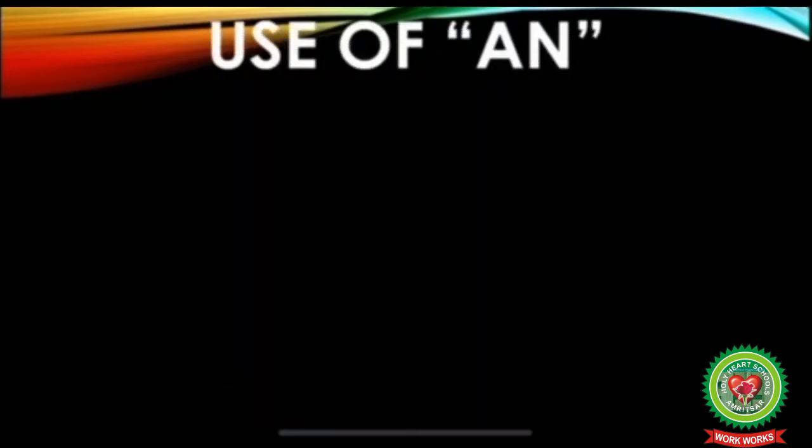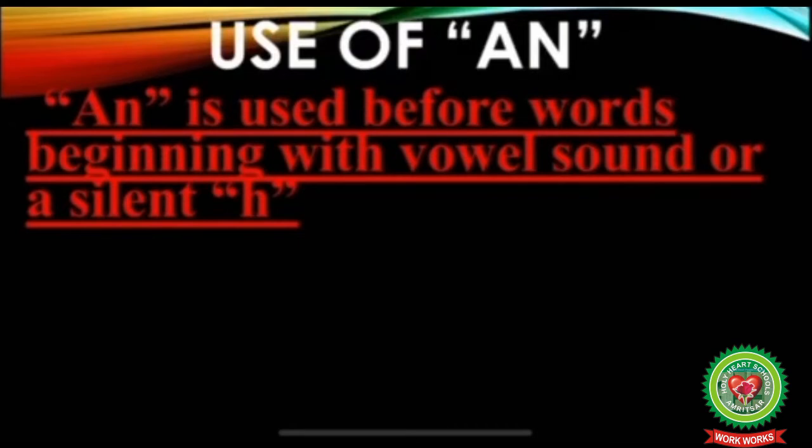Now children, where to use article an. An is used before words beginning with vowel sounds or with a silent H. Now children, we will be using article an before the words which begin with the vowel sounds. Vowels are A, E, I, O, U. And if the word begins with H, but the H is silent, again, we will be using article an.